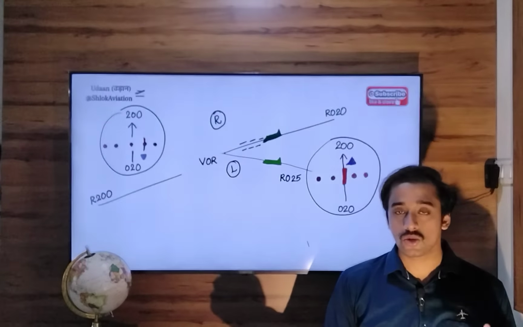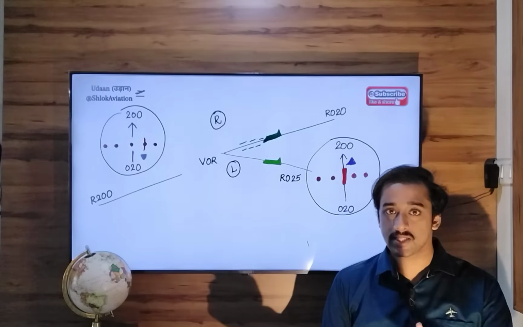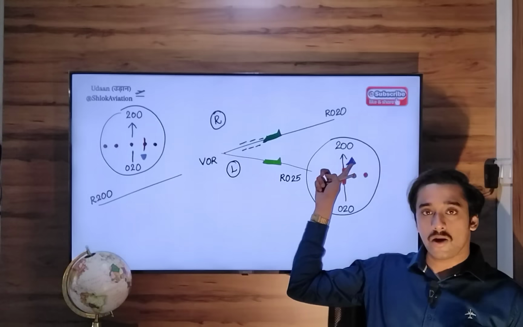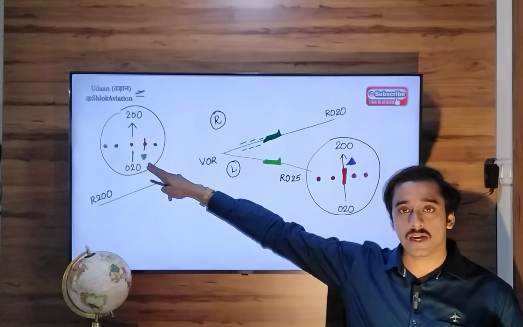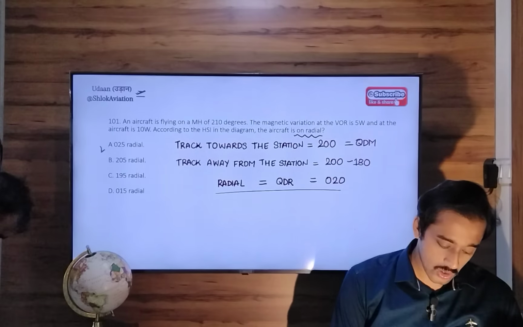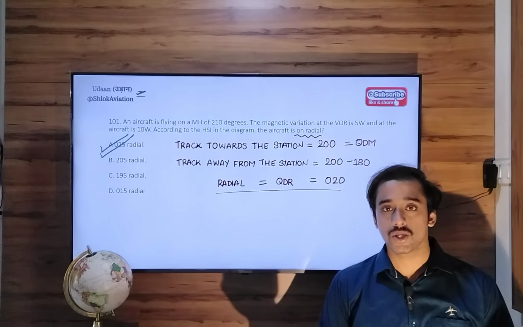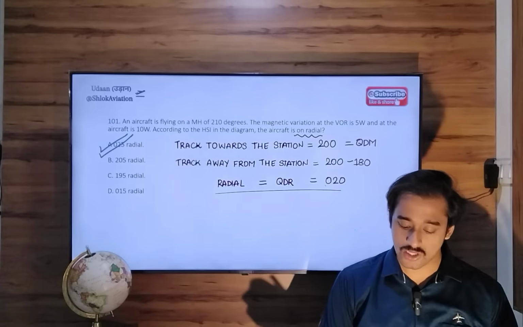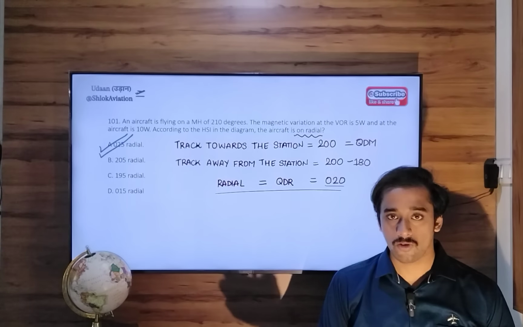Okay. So two, when you are flying towards the station, the triangle is above. When you are flying away from the station, it will be below. So currently the aircraft is on radial 025. It should be on radial 020, but it is on radial 025.